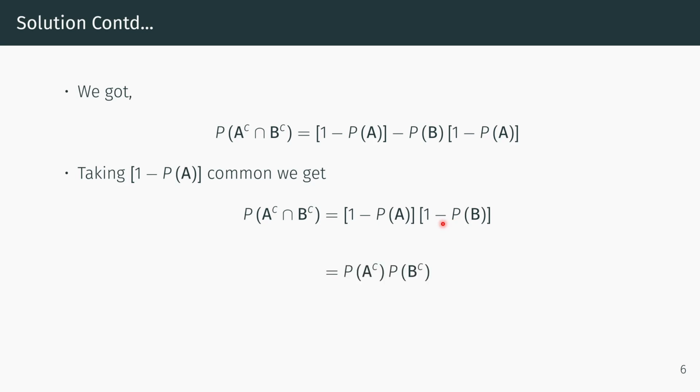So what is it that we have proved? We have proved that probability of A complement intersection B complement is the same as probability of A complement times probability of B complement. Again, what do you observe? You observe that if the probability of intersection of two events can be written as the product of individual probabilities, then those events are independent. Okay, so that's what we have proved. We have proved that A complement and B complement are also independent.